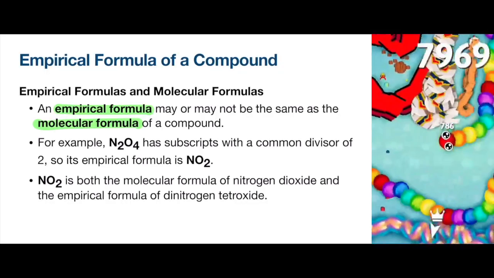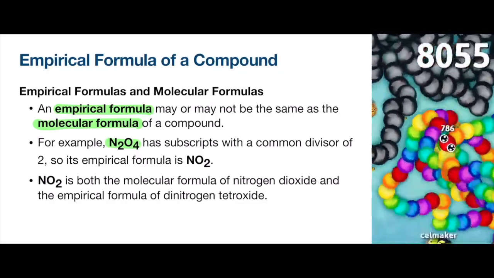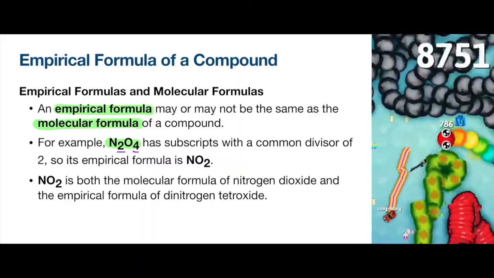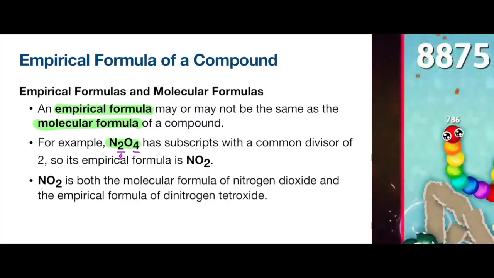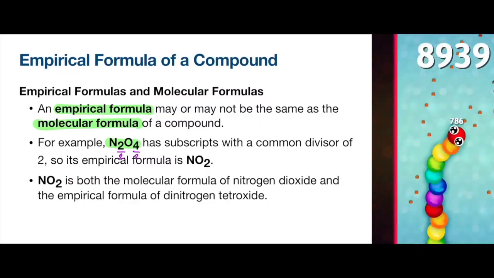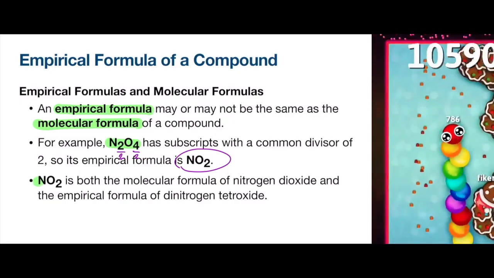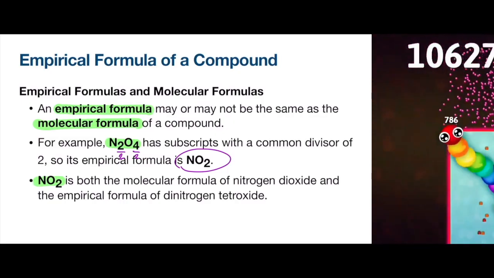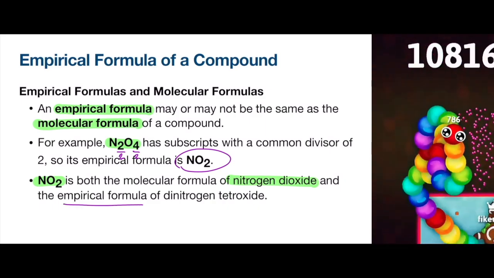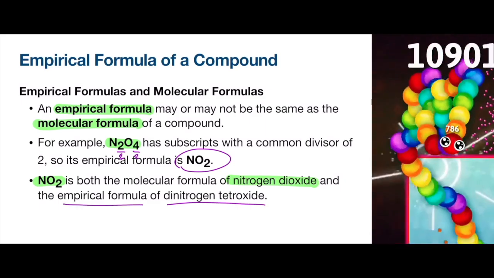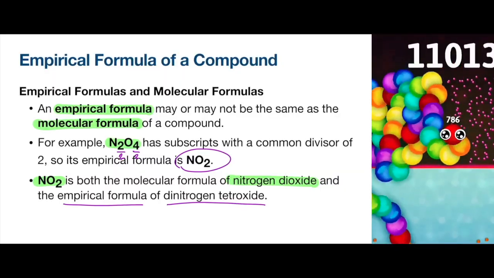So for example, in N2O4, or dinitrogen tetroxide, the subscripts 2 and 4 share a common divisor of 2. Dividing both subscripts by 2 gives the empirical formula of NO2. And here's the important point. NO2 is the actual molecular formula of nitrogen dioxide, but it is only the empirical formula of dinitrogen tetroxide. So the same empirical formula can describe different substances.